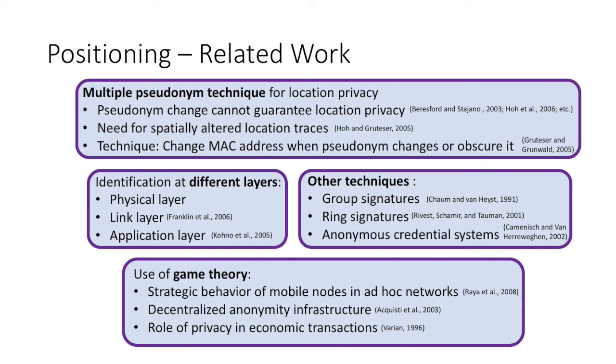Finally, related work uses game theory to evaluate strategic behavior of mobile nodes in ad hoc networks for node revocation, such as stated in 2008 by Raya et al., to understand why decentralized anonymity infrastructures are not widely used today, as stated in the paper of Acquisti of 2003, and to show the role of privacy in economic transactions, as stated by Varian in 1996.